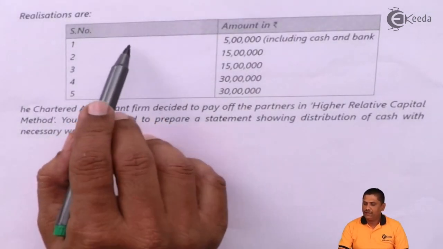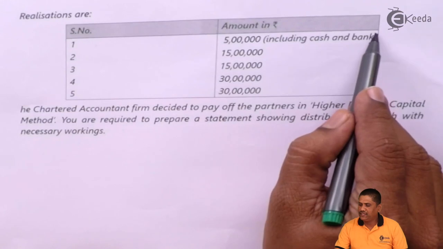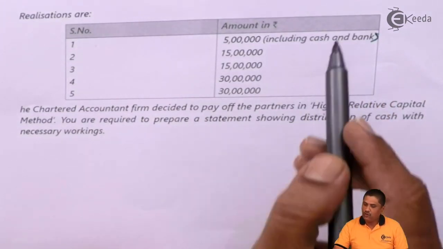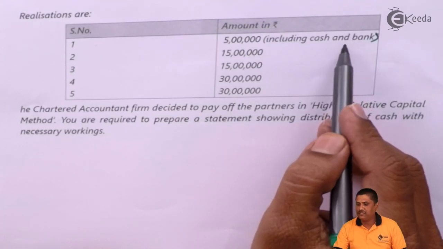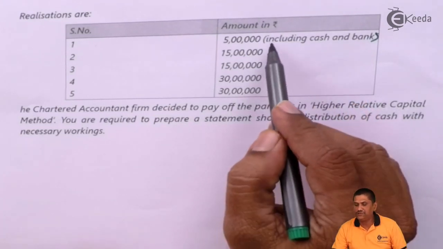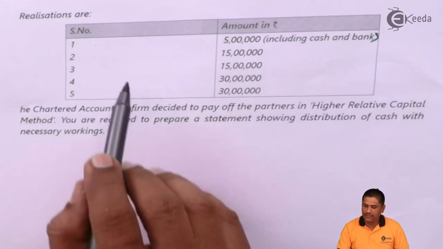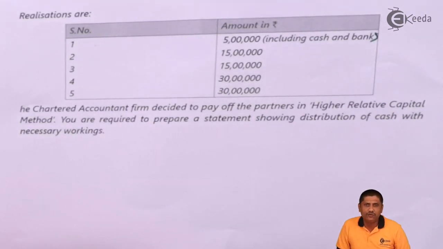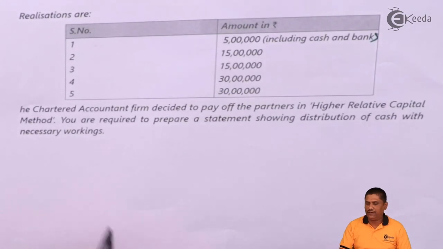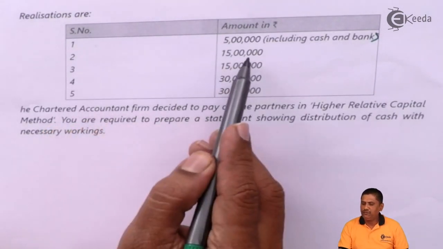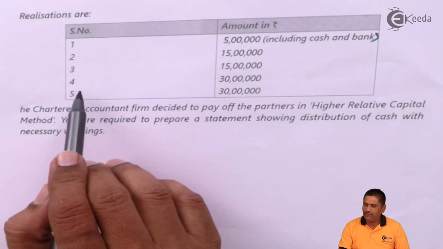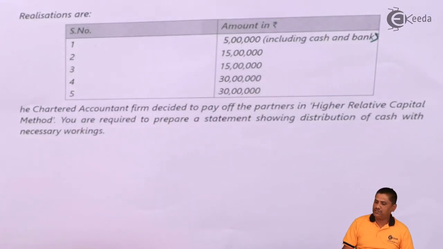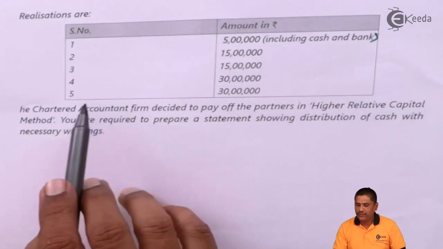Realizations are given. First realization is 5 lakhs including bank balance. So in the first realization, assets realized 3 lakhs and your existing bank balance of 2 lakhs is also added. The question is saying to begin with the first realization directly, don't distribute available cash directly to the partners. Second realization is 15 lakhs, third realization 15 lakhs, fourth realization 30 lakhs, fifth realization 30 lakhs. In this way, we are going to distribute the money whenever it is received.